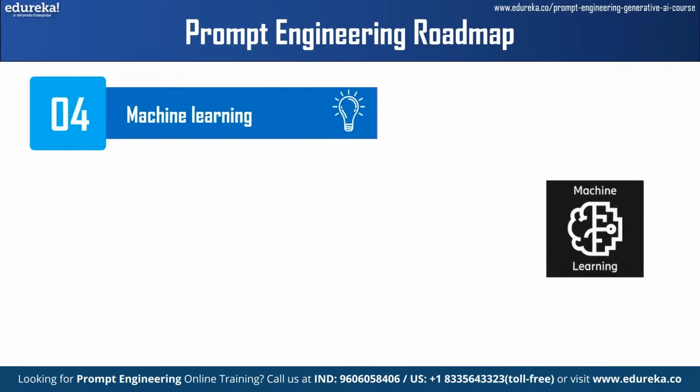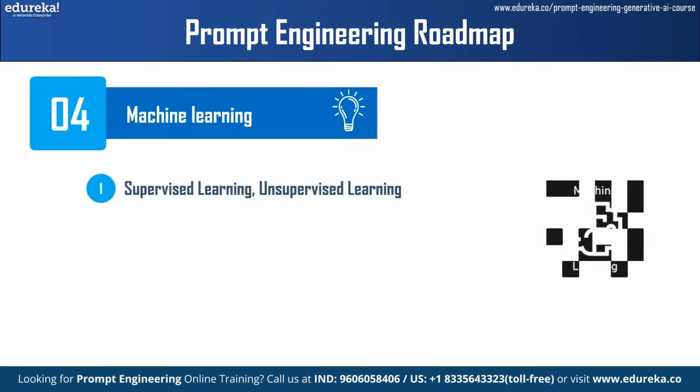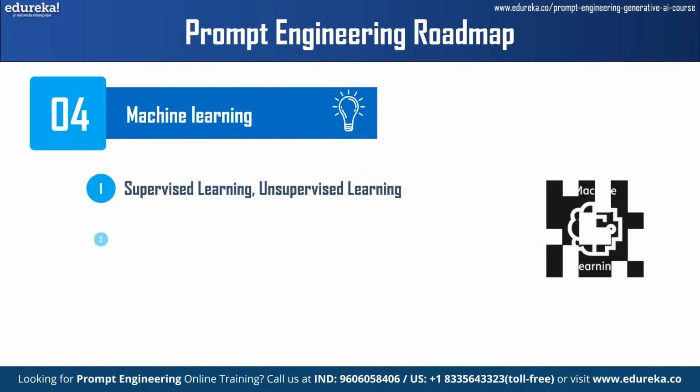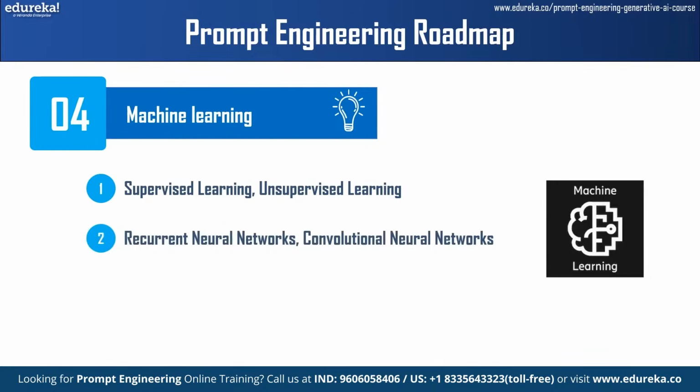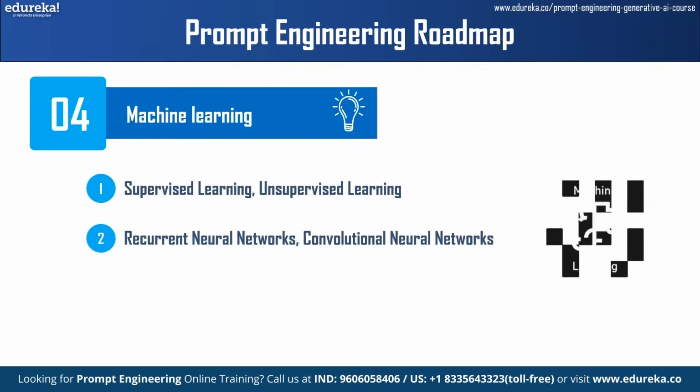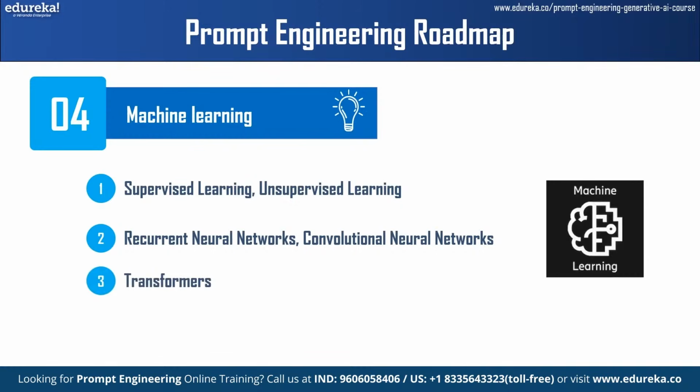Step 4 is machine learning. Gain knowledge of machine learning algorithms, models, and techniques, including supervised learning, unsupervised learning, and deep learning. Learn about neural networks, recurrent neural networks, convolutional neural networks, and transformers, which are commonly used in NLP tasks.